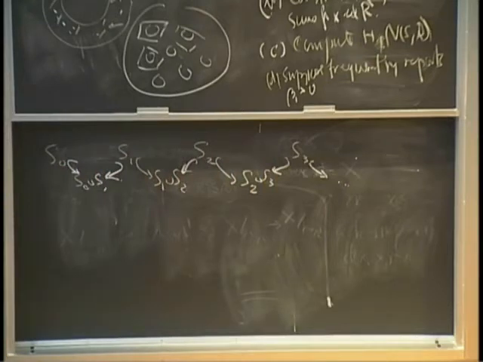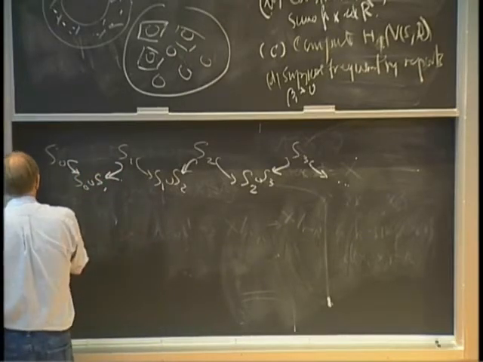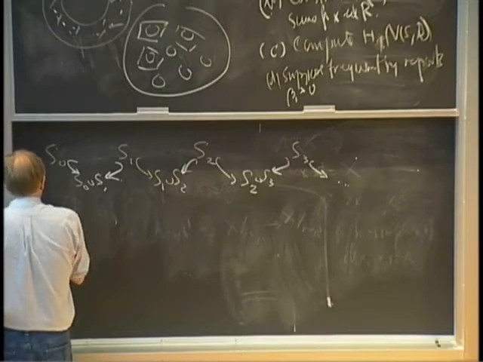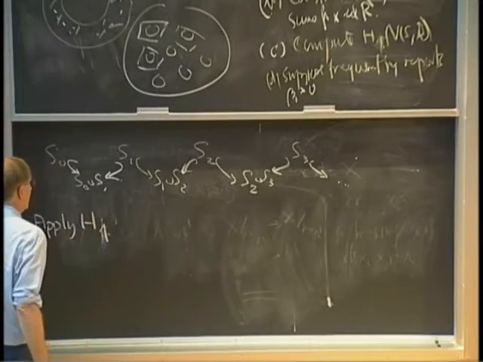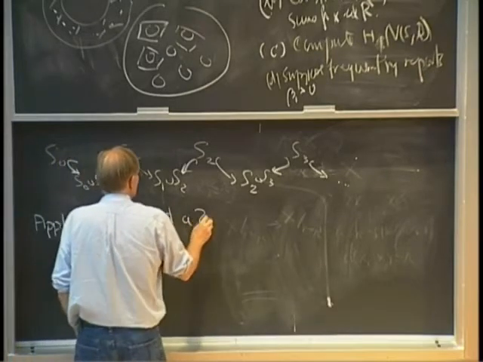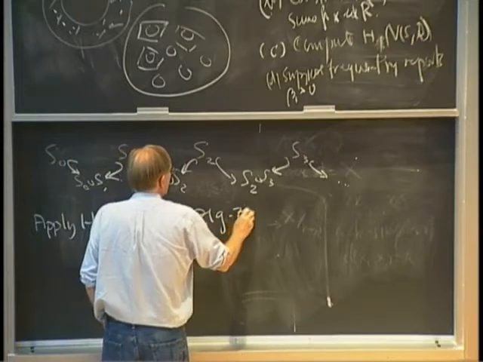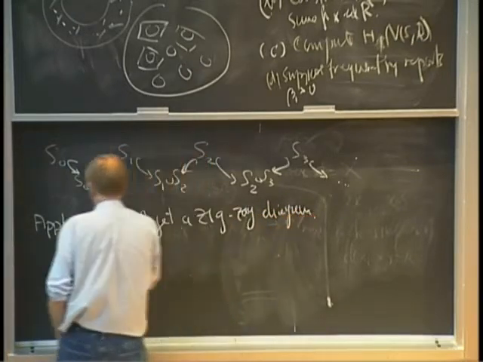This is a zigzag because the arrows are alternating. I have an S0 going from here and an S1 coming from here. But notice that what I could do is apply H_k, H1 say, and get a zigzag diagram of vector spaces.